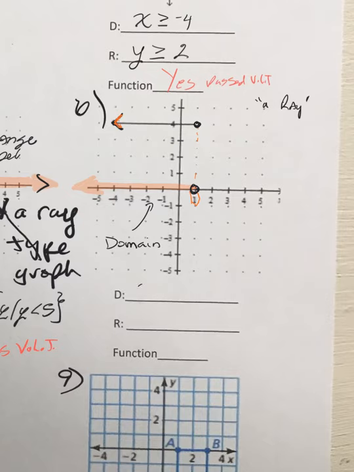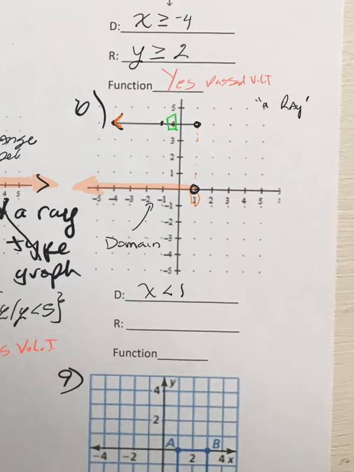So all the x values that are to the left of +1. And then let's look at the range. The range is how high and low the graph goes. Doesn't the graph just sit at 4? It doesn't go anywhere else. It just sits right at 4.